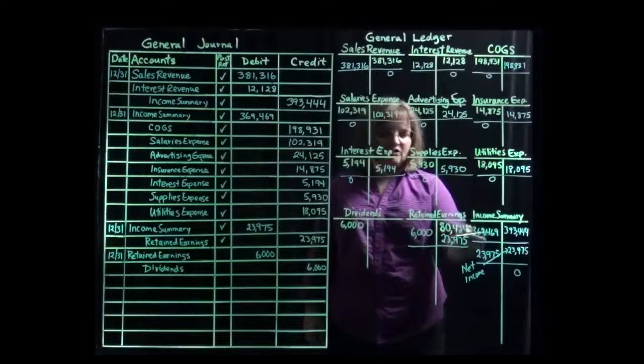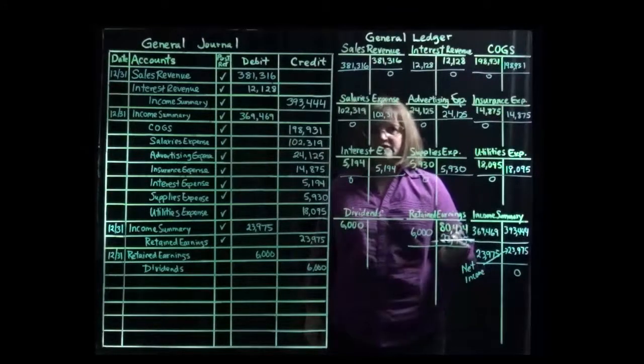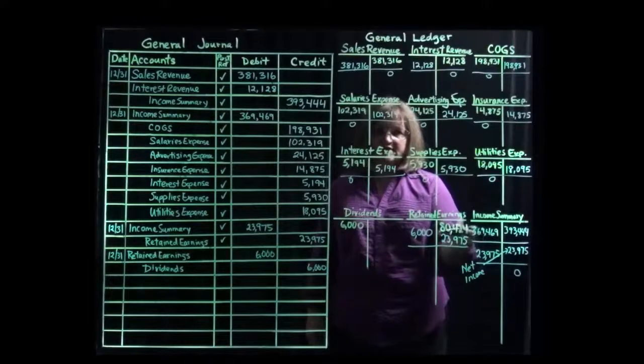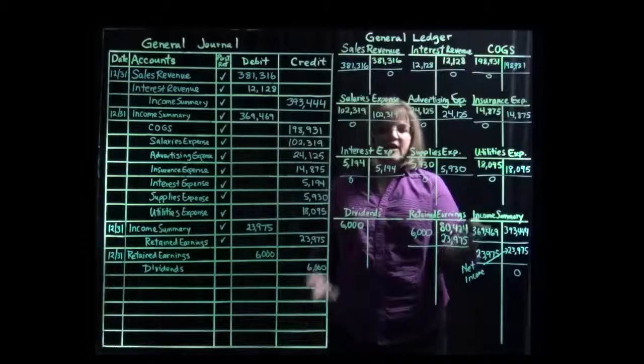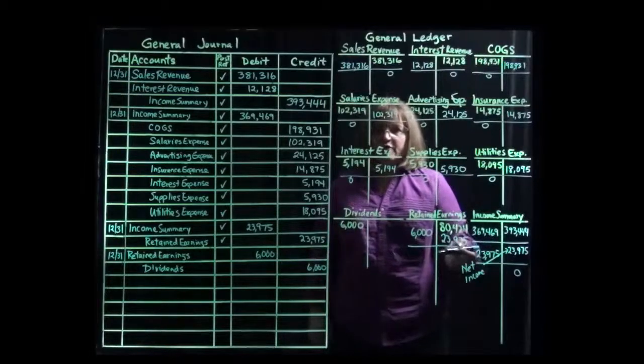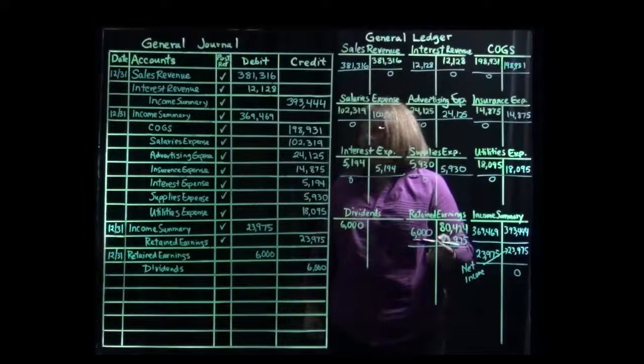And having that equation handy in there is another reason why a lot of companies like to use that income summary, because rather than posting the revenues and expenses separately to retained earnings, we have the net income number going into retained earnings, which is part of that equation that we use.